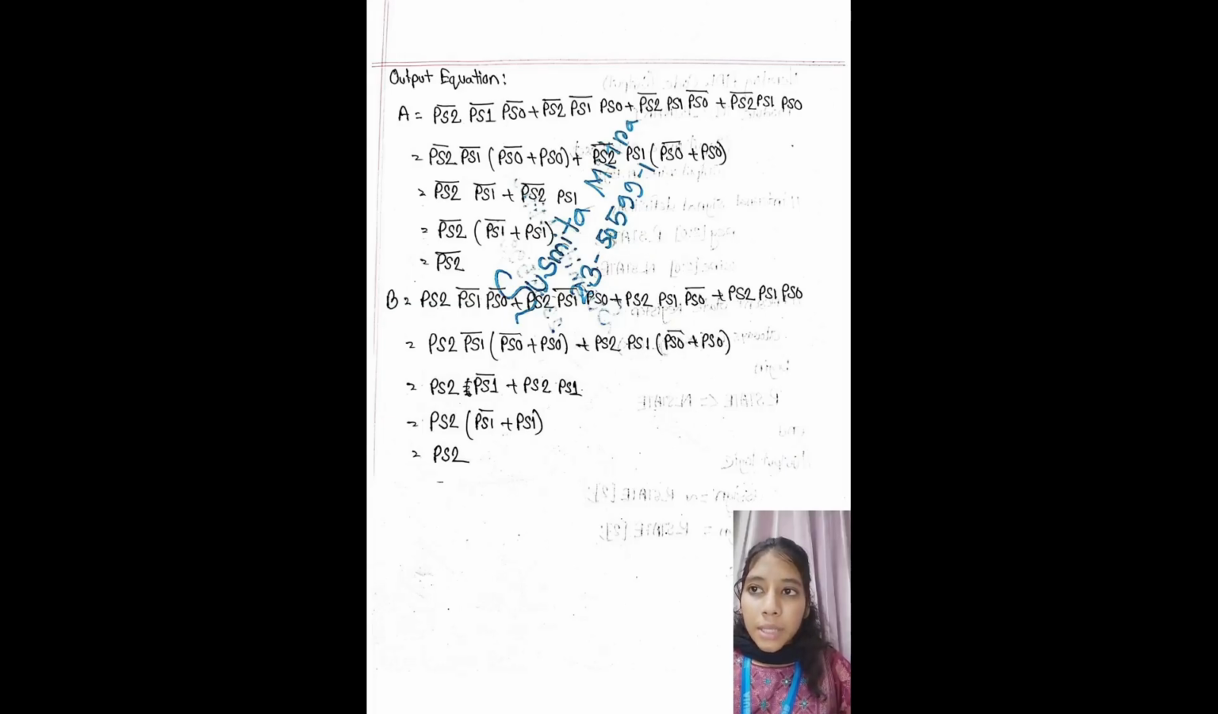From the state table, we derive the simplified Boolean expressions for outputs A and B. Here A equals PS2 bar, so A is high when PS2 is 0. Again, B equals PS2, so B is high when PS2 is 1. This simplification is based on the state assignment where the most significant bit PS2 determines whether A or B is active.